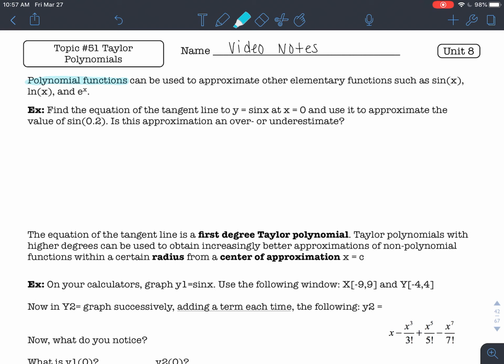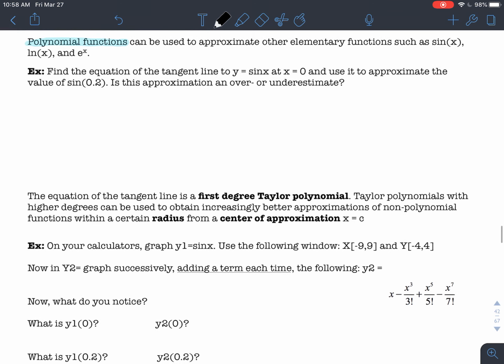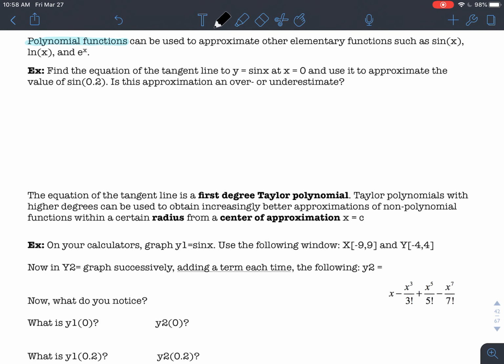So polynomial functions, however, are, I'm not going to say easy, but they are manageable to approximate by hand. You can plug in a value to a polynomial, you can do all of those hard computations. You can do all the powers by hand, you can do adding and subtracting by hand. So we can use polynomial functions to approximate other elementary functions like sine, cosine, natural log, e to the x, all of those core functions in math. We can approximate them with polynomials.